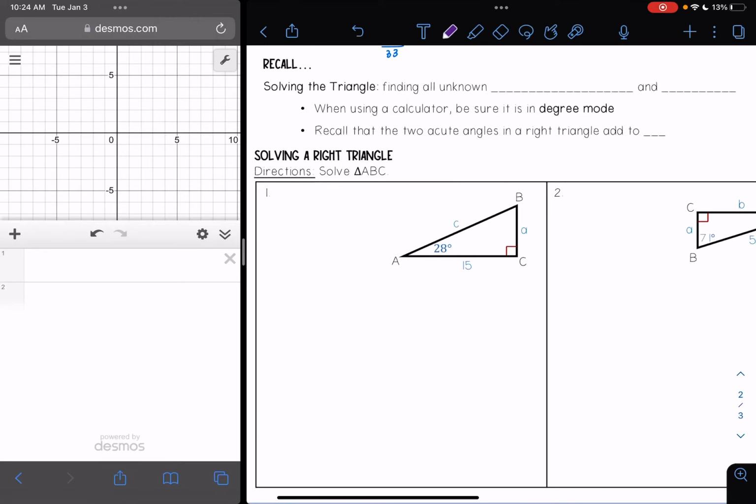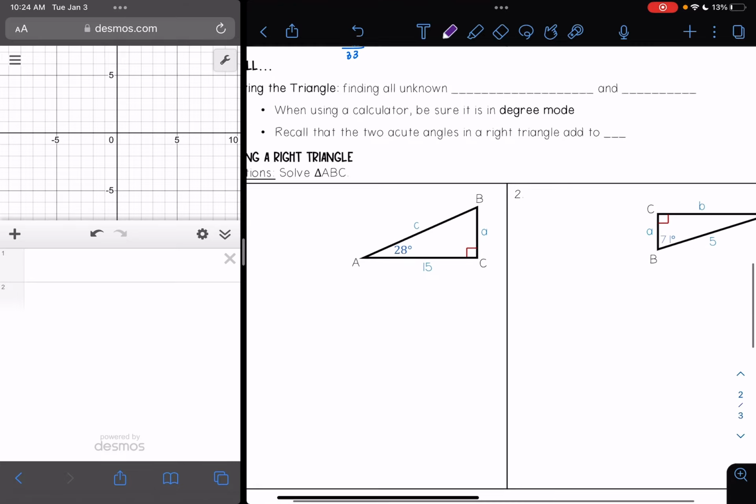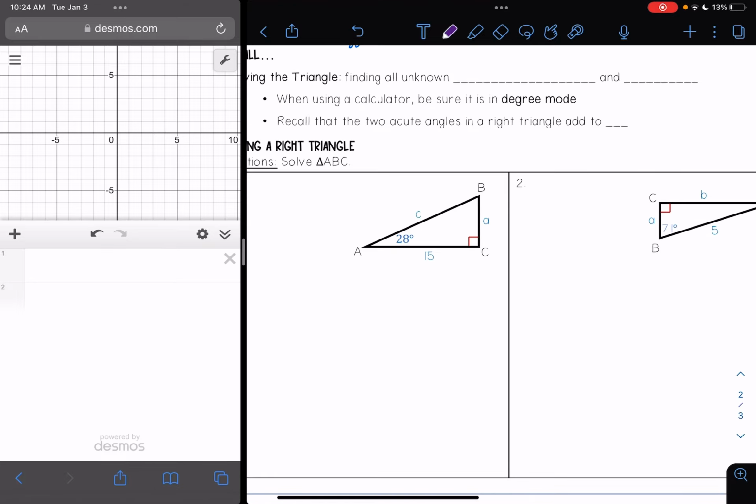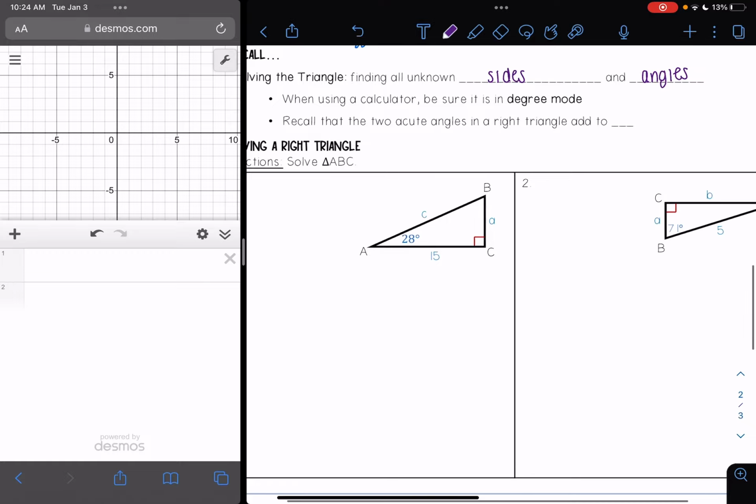In this video, we're going to be looking at solving the triangle. So what does that mean? Solving the triangle means finding all unknown sides and angles. So we're going to find all of the missing sides that we do not know and all the missing angle measurements that we do not know, so that we have all of the measurements of the triangle.